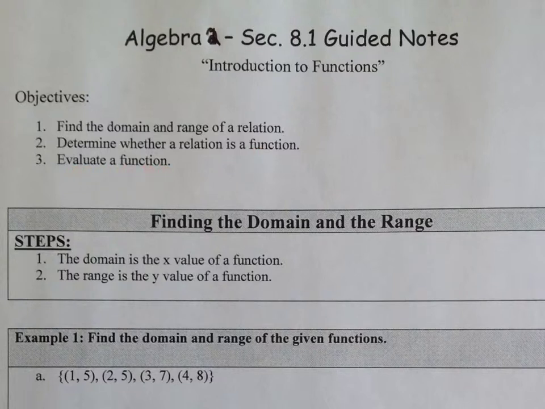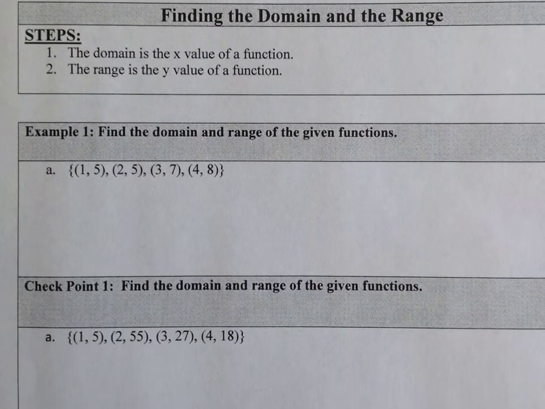a function. First of all, we've got to talk about what a relation is: just a set of numbers or values. And there are ways here to find in a relation the domain and the range. So a relation is a set of numbers that are organized in a certain way. And the steps are, the domain is the x value of the function, and the range is the y value of the function. So let's look at example 1.